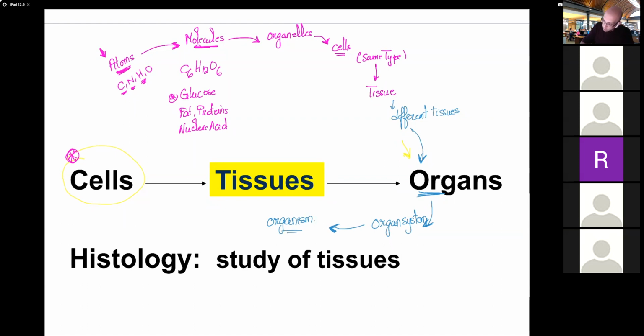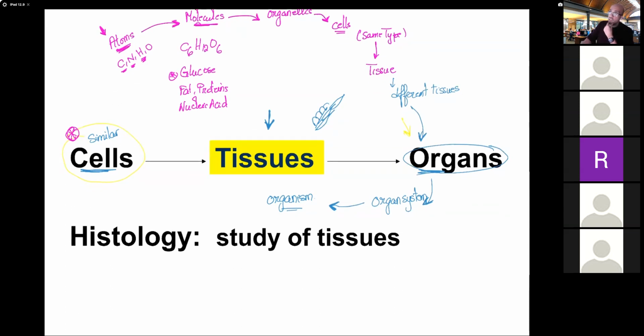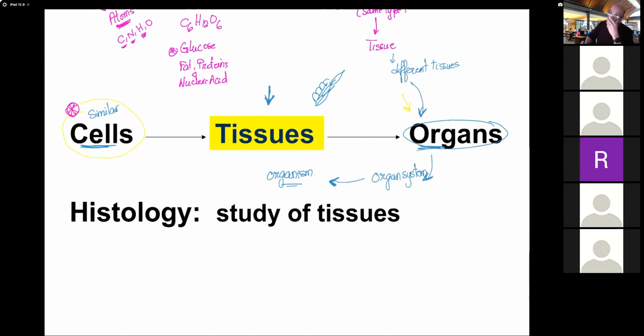So looking today at the tissues, if I put the tissues in context, they are built by similar cells. And multiple, different types of tissues will form together an organ. When I look at the tissue under the microscope, because I can't see tissues with my naked eye, I need a magnification power to increase the size for me to be able to describe the structure.